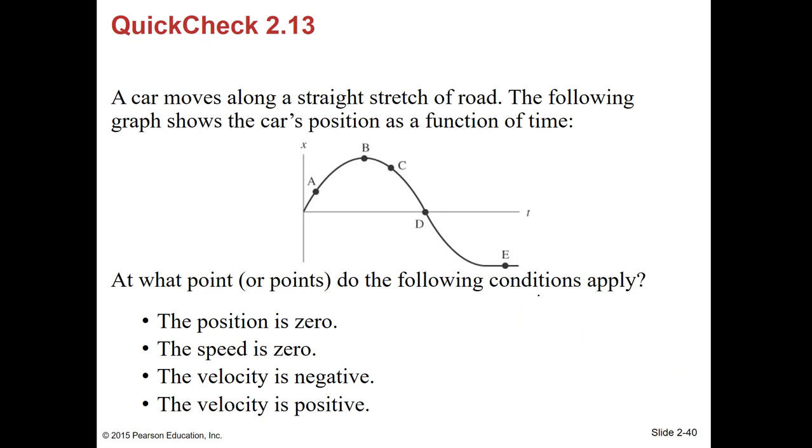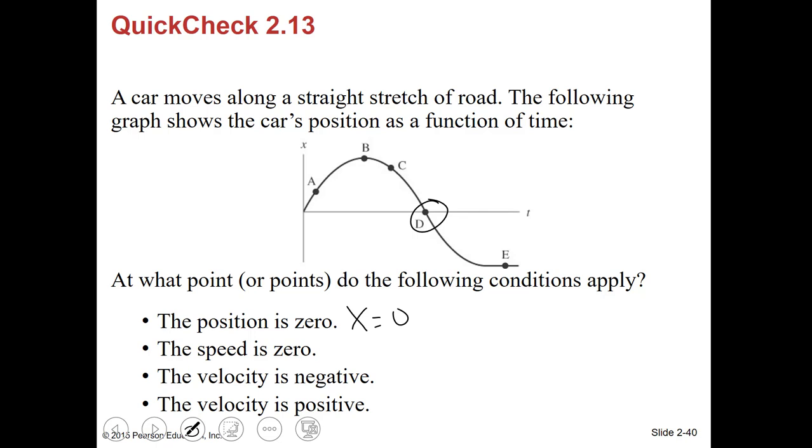Here's a kind of a fun one. A car moves along a straight stretch of road. The following graph shows the position as a function of time. And we want to know at what points do the following conditions apply? Where is the position 0? In other words, when is x equal to 0? Well, x is equal to 0 only right here. That's just where the coordinate is equal to 0.